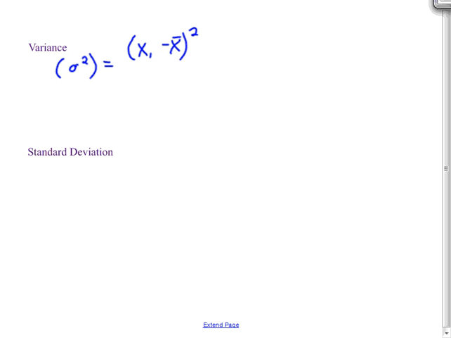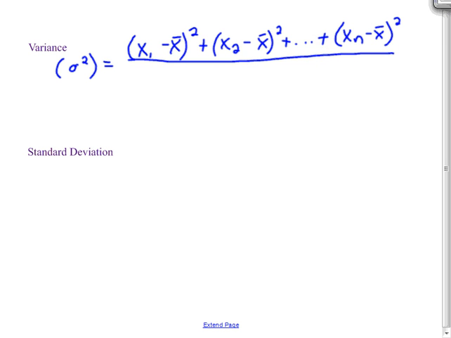Because remember, standard deviation talks about all of them. And then I'm going to add my next data point, so x sub 2, minus the mean and square it. I'm going to do that for all of my data points until my last one, x sub n, minus the mean, and then I'm going to square it. And then I divide it by the number of items that we have, so we can find that average distance.